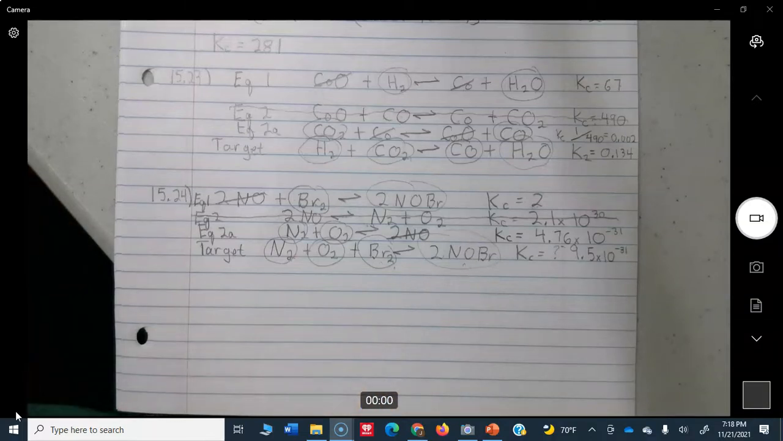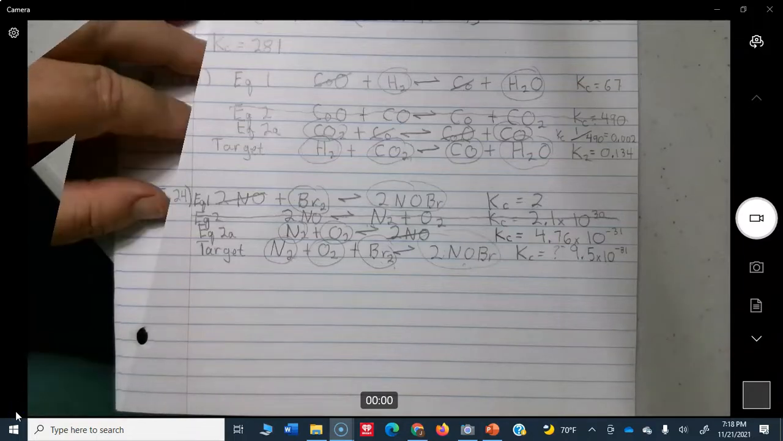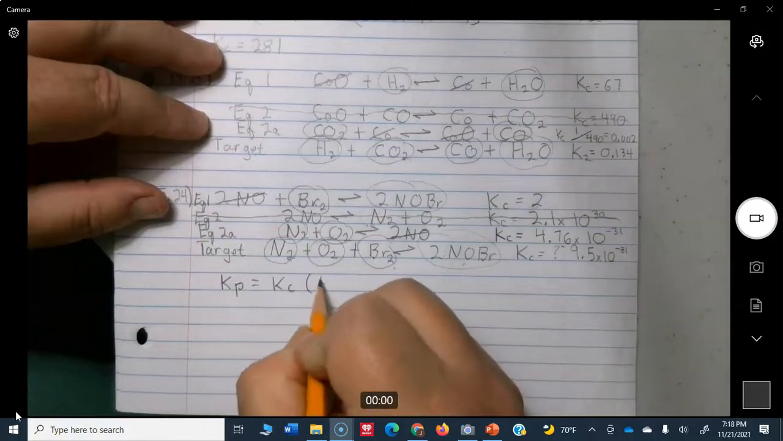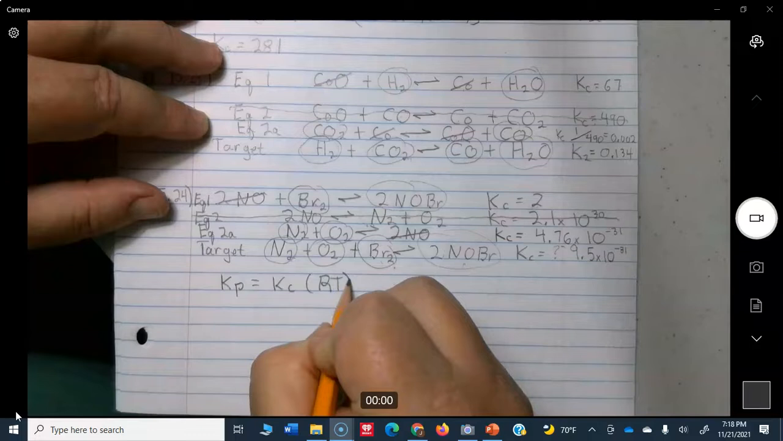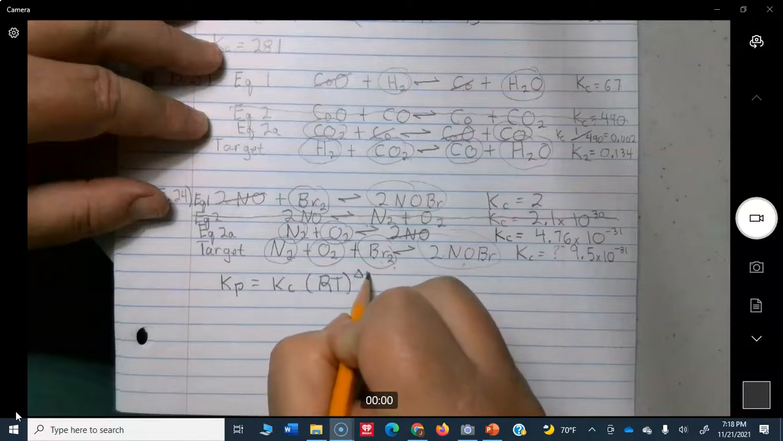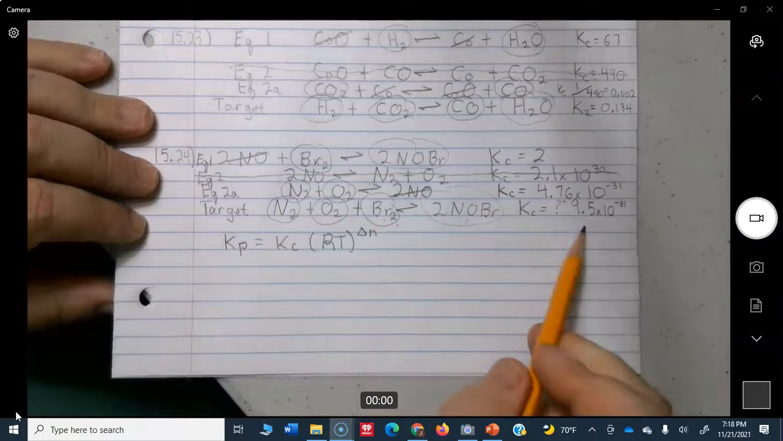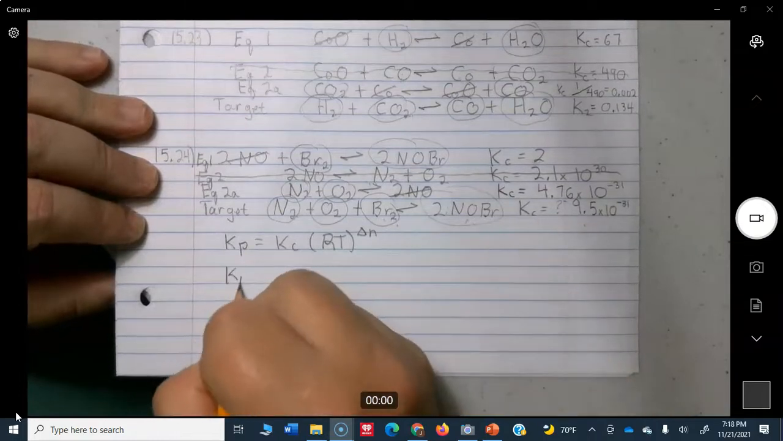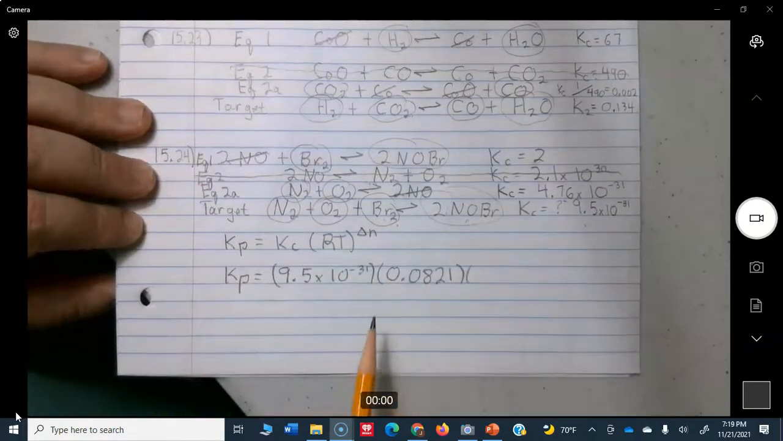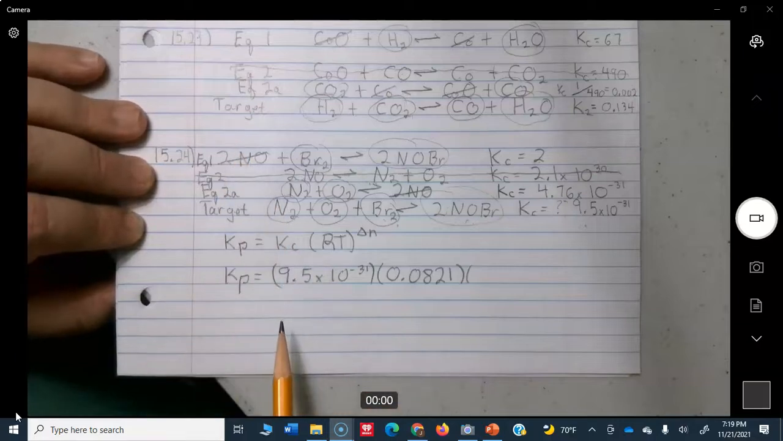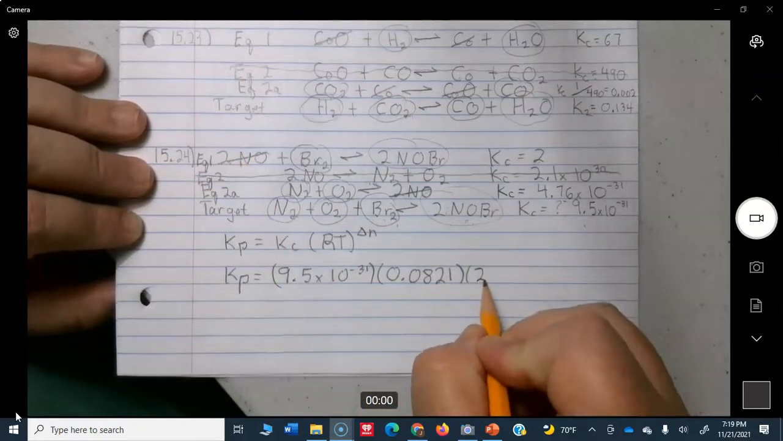Okay, now we're not done with the problem. It's asking us to convert it to Kp. So we had that formula. Okay, so Kp, and now we plug in our numbers. So there's the Kc, it's what we just calculated. And they did give us a temperature here, which I should have written down. Write down any pertinent information. It's 298 K.